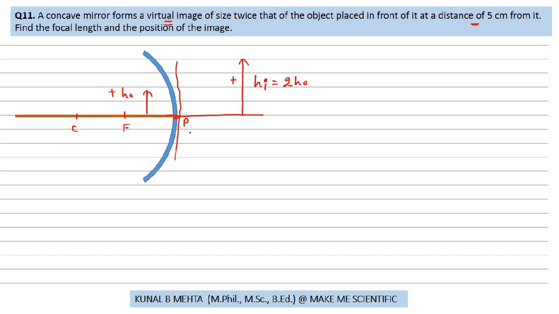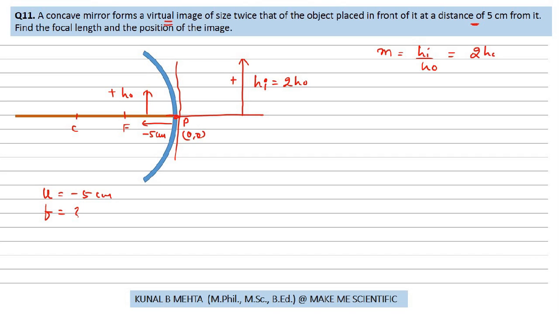The pole is at the origin. Object distance is given to us as minus 5 centimeters, 5 centimeters to the pole on the left hand side. So I am given U, that is minus 5 centimeters. I am supposed to find out the focal length. Now we are not aware of the image distance, but I can assure you that we can find it with the help of magnification, that is HI upon HO.